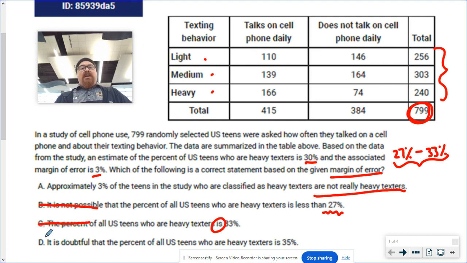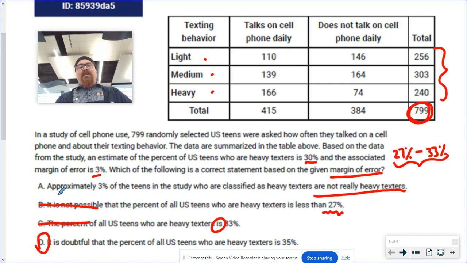Okay. Part D says it is doubtful that the percent of all U.S. teens who are heavy texters is 35%. Well, we said with the 3% margin of error, it's most likely between 27 and 33%. What's a different way of saying that? It is doubtful that the percent of all U.S. teens who are heavy texters is 35%. That falls outside of that window, right? So, yeah, it is doubtful. It's not impossible, but it is doubtful that it's 35% because that falls outside of that range of percentages that we got. So we're going to say this is the best answer.